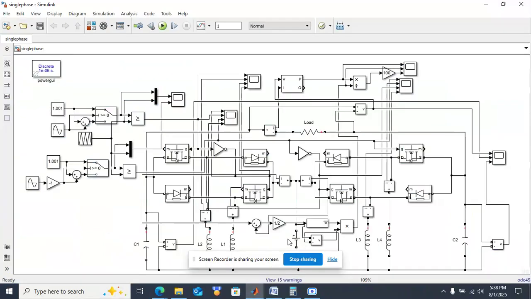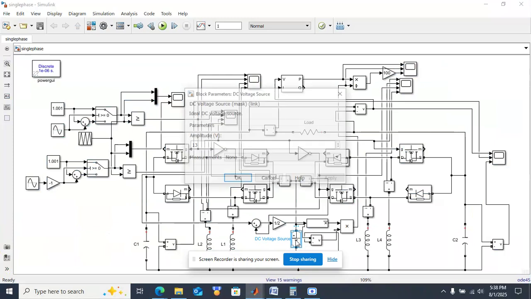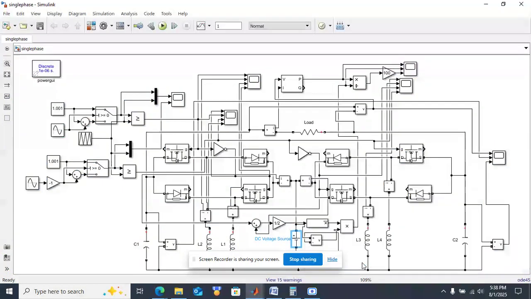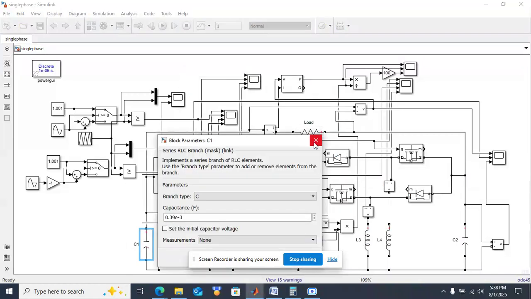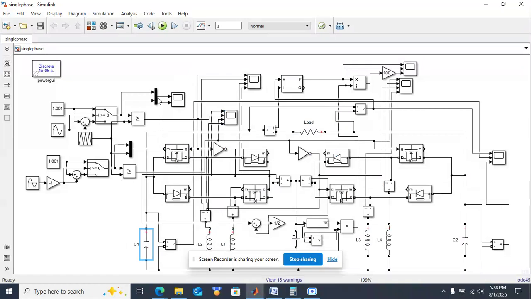Single phase. In this, the input voltage we have provided is 13 volts, and the capacitor values are 0.39 millifarad, and here we are using switching pulses, that is, we are generating the pulses with the help of these reference waveforms.